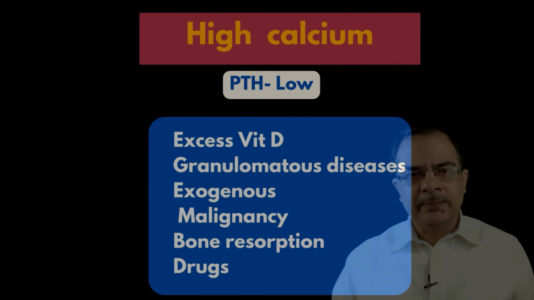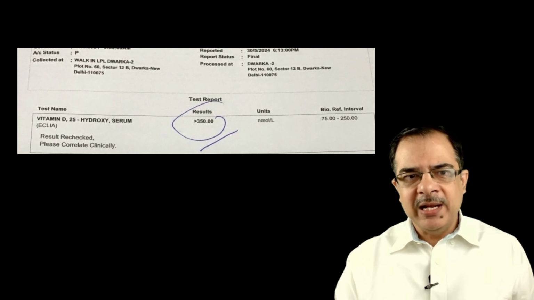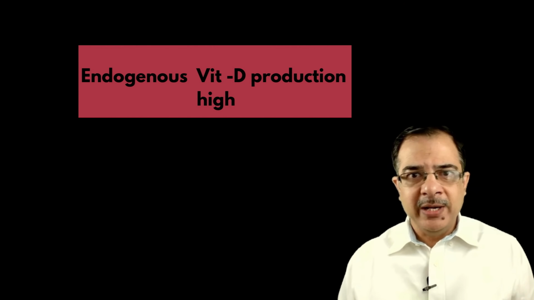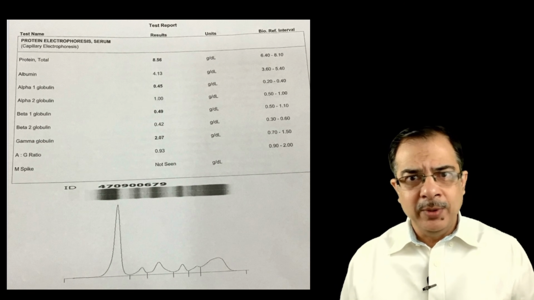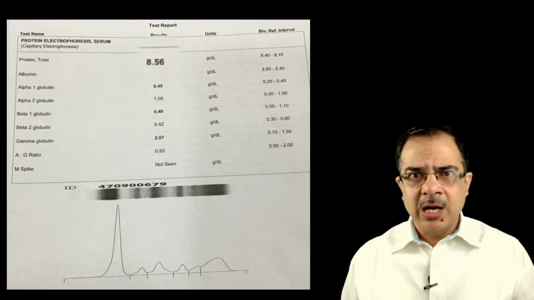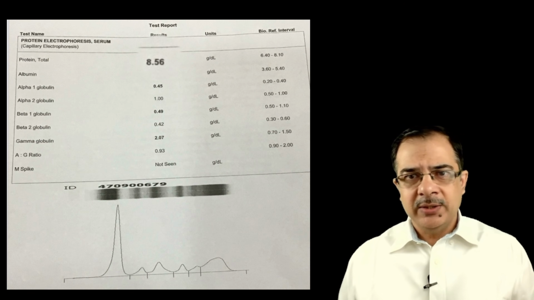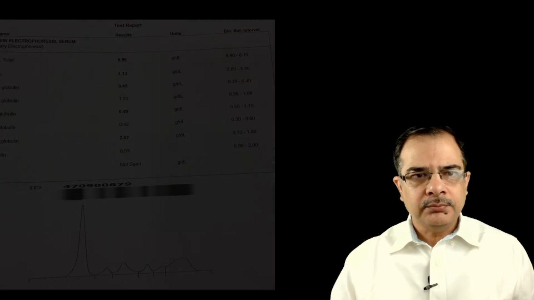We also suspected there could be a malignancy or some granulomatous disease like sarcoidosis or tuberculosis. She was losing weight. So we got the vitamin D levels done, and the vitamin D level came out to be more than 350. So out of those causes of high vitamin D, she was not taking exogenous, so it could be that endogenous vitamin D production was more. And we also did the multiple myeloma test, M spike, because proteins were slightly on the higher side in the investigation, but there was no M spike.